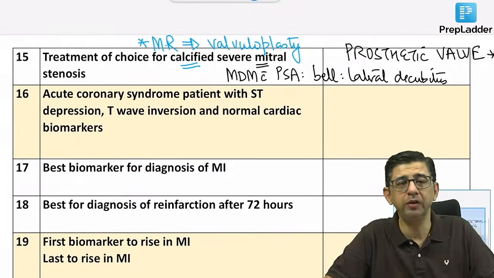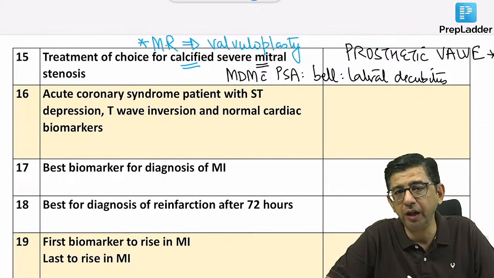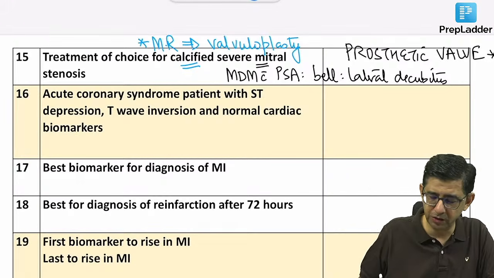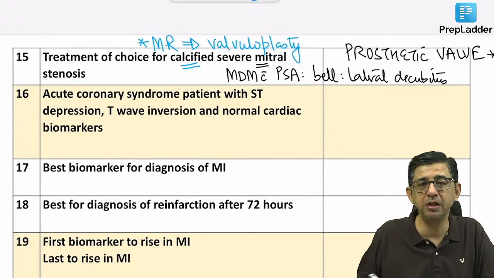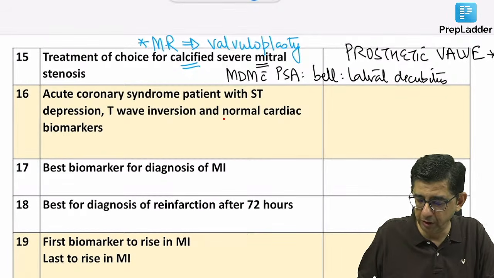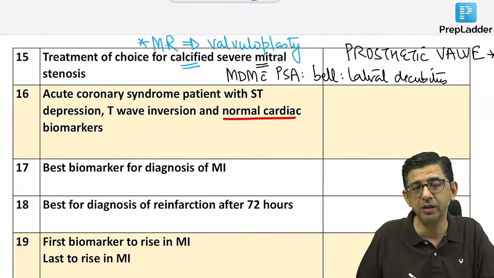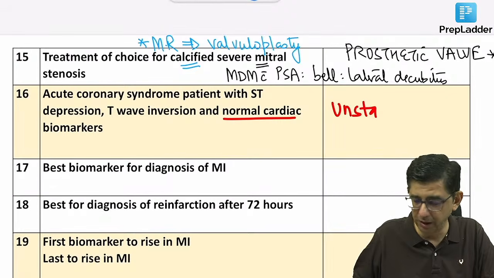Okay, moving to the next one, we have an acute coronary syndrome patient with ST segment depression and a T wave inversion, and there are normal cardiac biomarkers. So can I have a quick diagnosis in this particular case? Patient is having ST depression, so it cannot be ST elevation MI, and it cannot be non-ST elevation MI, because non-ST elevation MI cannot have normal cardiac biomarkers. So because the cardiac biomarkers are normal in this case, the answer would be unstable angina.